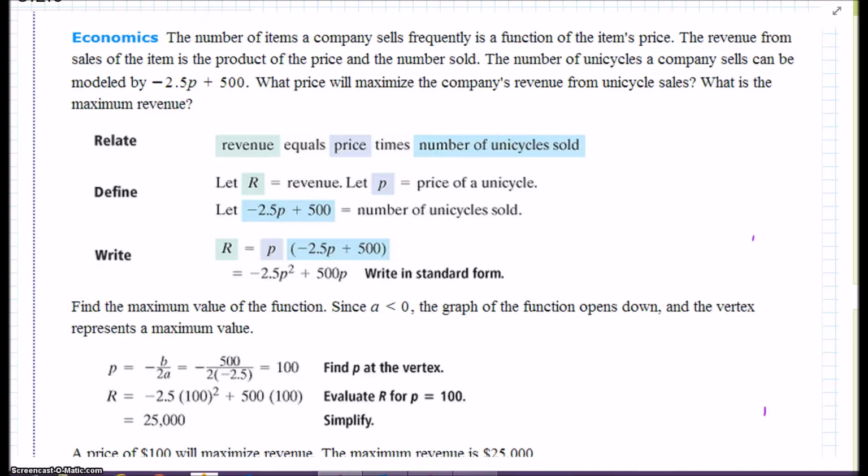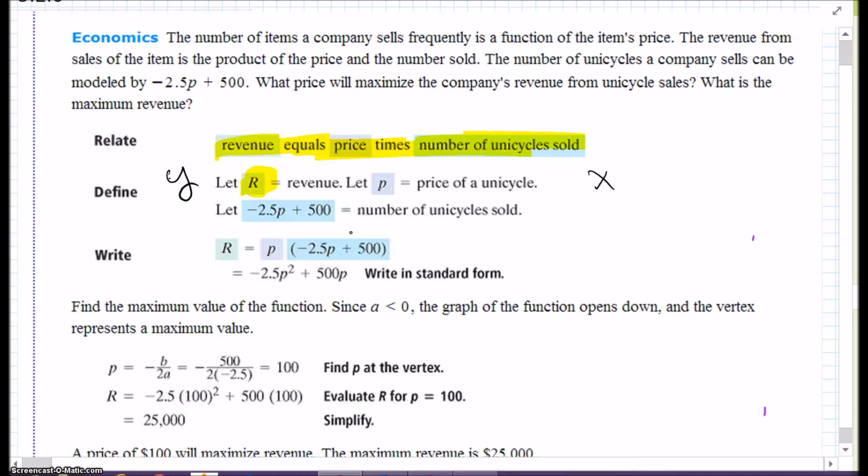So here we go. Let's just talk through it. The revenue equals the price times the number of units sold. So let R be the revenue. That'd be in our mind like the y value. And let P be the price. That'd be our x value. So let negative 2.5P plus 500 be the number of unicycles sold. We already saw that. So the revenue is going to be the price times the number of units sold.